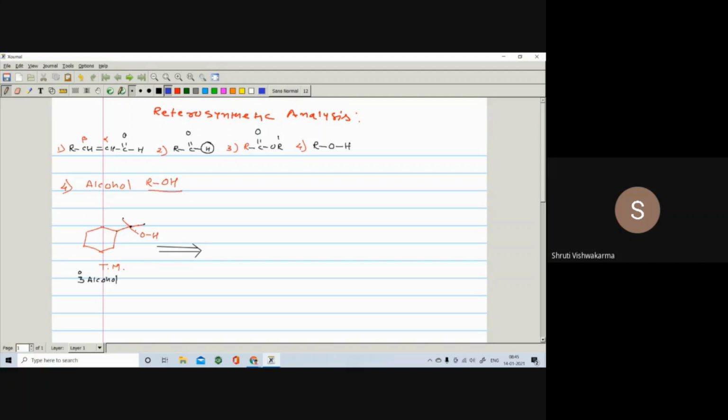First disconnection by path A. This sigma bond will open; one carbon becomes negative and the other becomes positive. As this carbon becomes positive, the sigma bond will shift and there is formation of a carbonyl compound. So you can get a carbonyl compound, CH3-C=O-CH3, it is your ketone, plus the corresponding fragment.